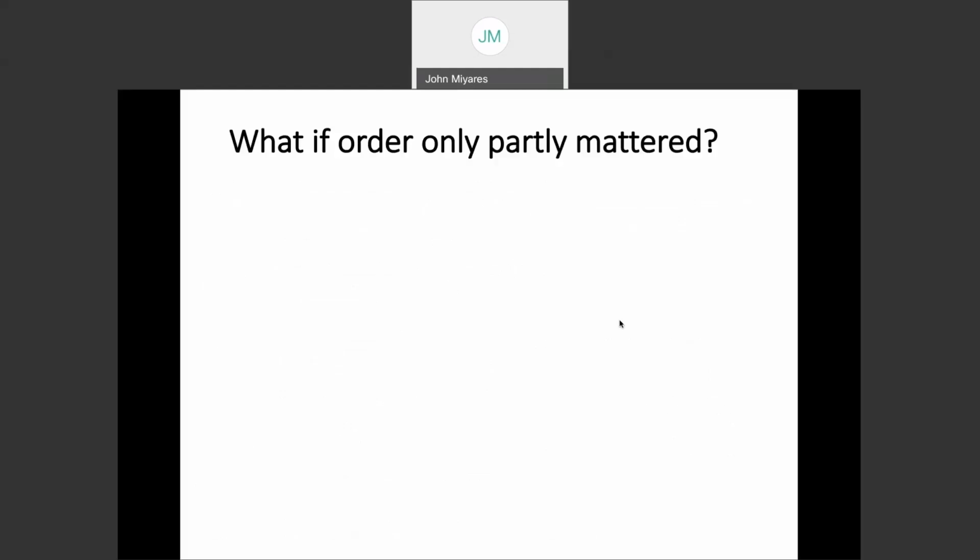What if order only partly mattered? Let's look at a slightly different problem. How many ways can the letters of the word Lansing be rearranged? This one is a little bit different than the one where we were rearranging the letters of the word Sander, because the word Lansing has two N's in it. So we have to figure out how that is going to impact this problem.